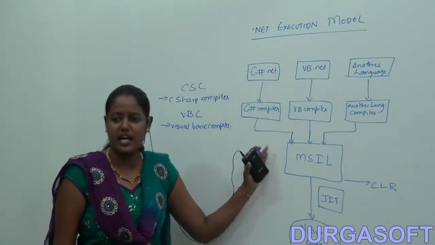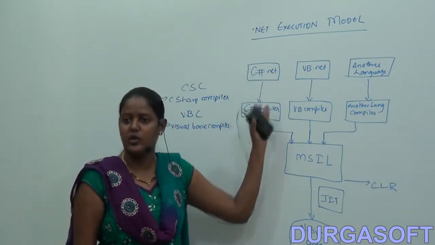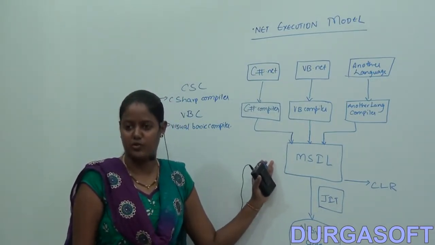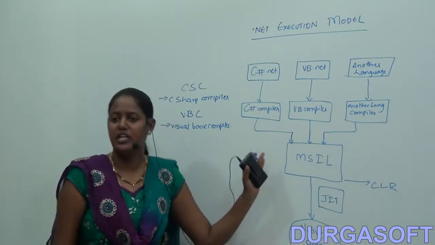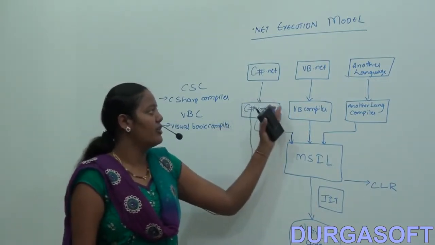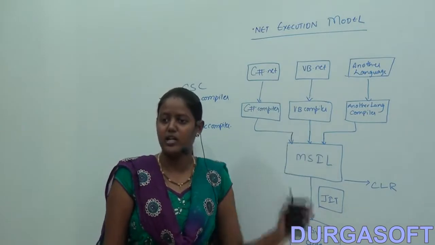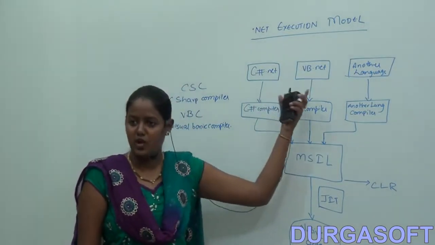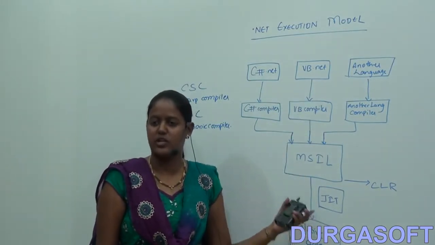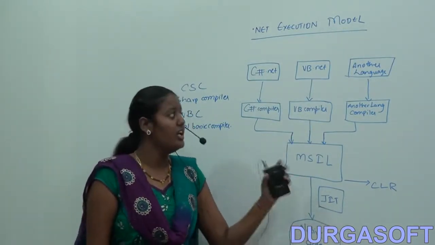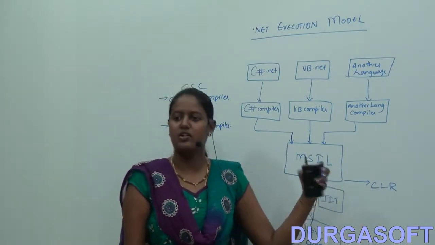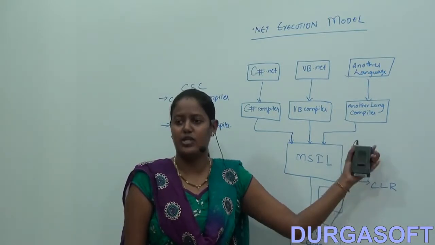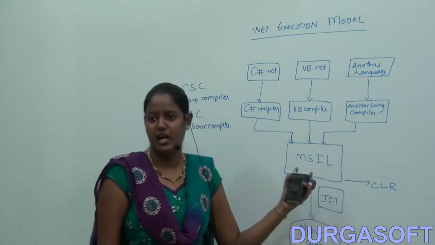Now when we develop our application using C#.NET, the CSC, the C# compiler, will convert the source code into the MSIL code, or you can say intermediate language, Microsoft intermediate language or common intermediate language. And if you are developing the application using VB.NET, the VBC, Visual Basic Compiler, will convert the VB.NET code into the MSIL code. If you use some other language, the other language compiler will convert the source code into the MSIL code.